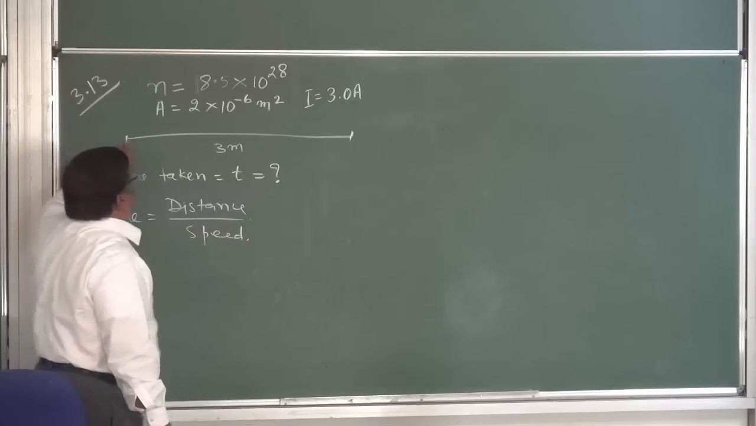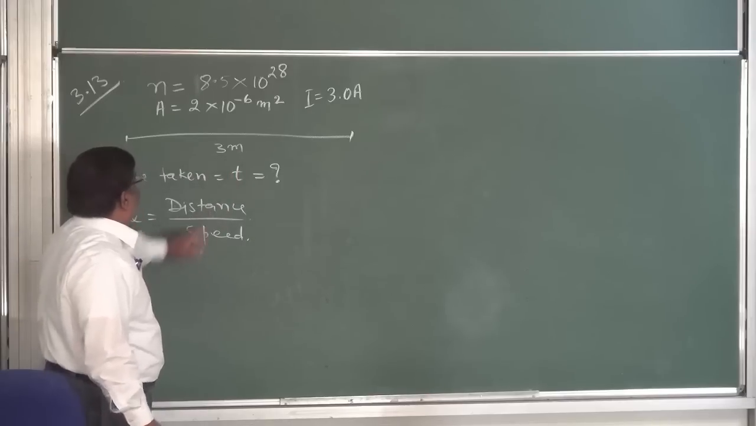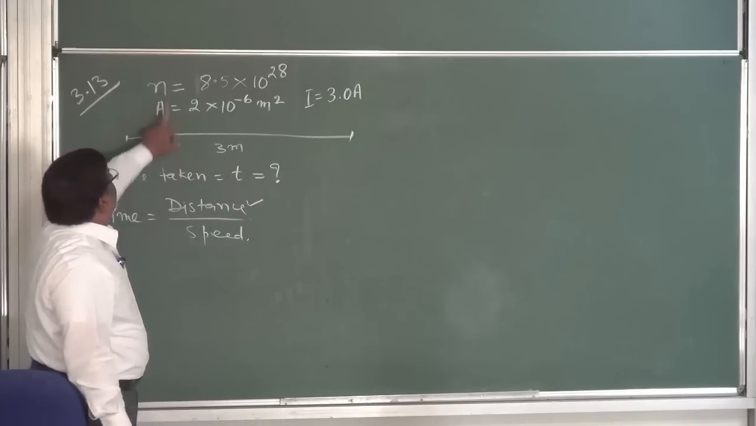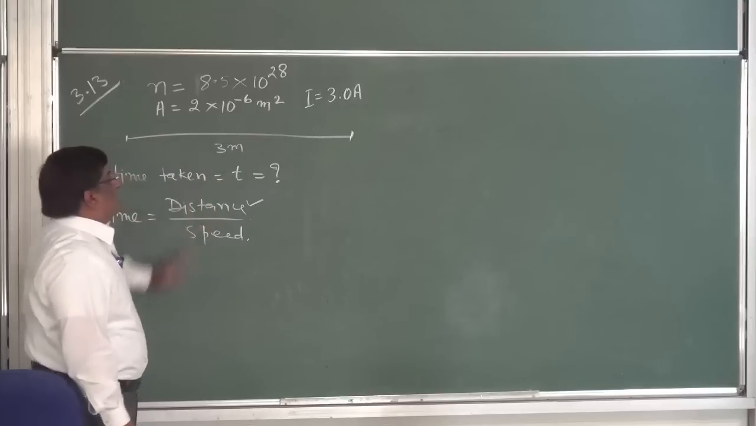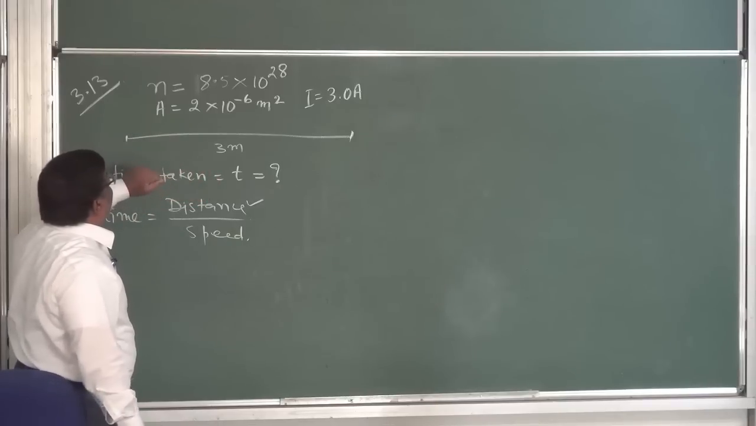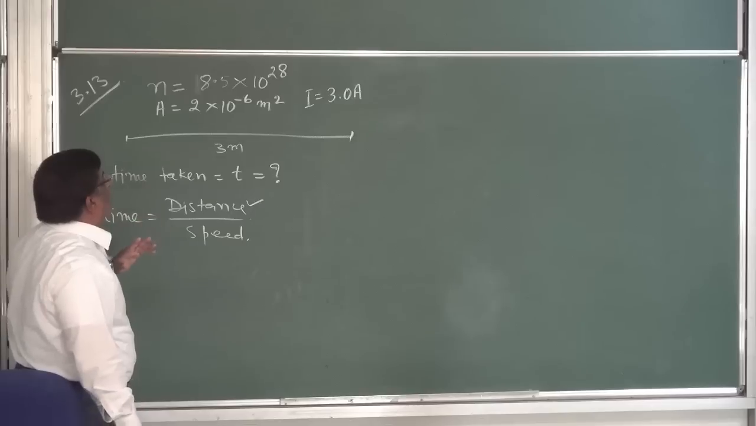An electron travels from this point to this point. The distance is given, 3 meters. It is known to us. Is the speed given? No, speed is not given. We know that when an electric field is applied, the speed of the electron is known as drift velocity.